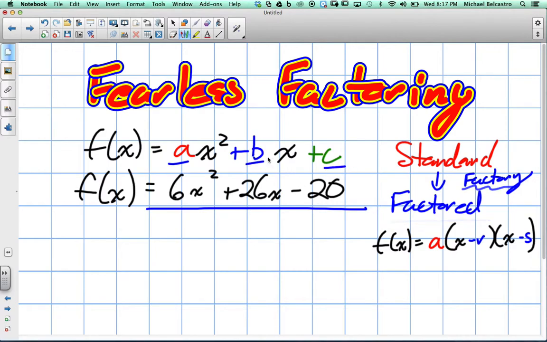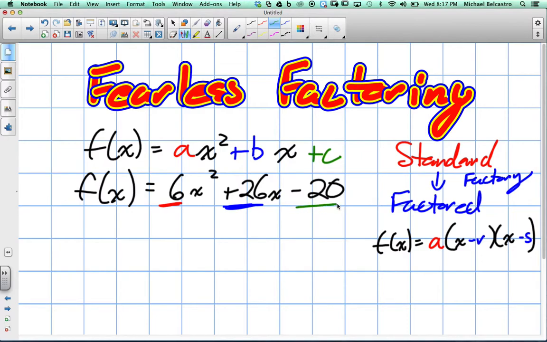Okay, so if this is my standard form, I need to be able to distinguish what my A, B, and C value is. So which coefficient is my A? 6. Yeah, so that's my A, which is my B? 26. Okay, so it's positive 26, and which is my C? Negative 20. Negative 20, perfect. That's really important for what we're about to do next.